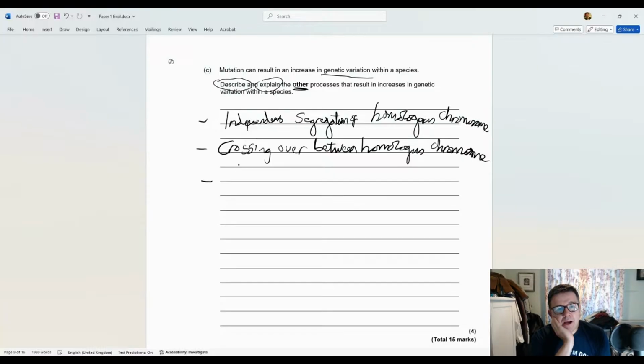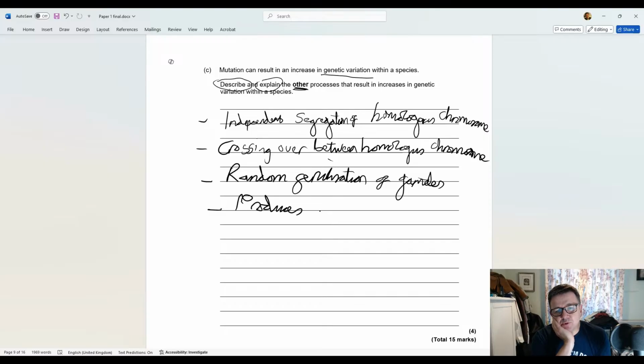We also know that gametes, sperm and the egg, so there's random fertilization of gametes. That creates variation, definitely. Random selection. And therefore, what will that do? That then produces new combinations of alleles.